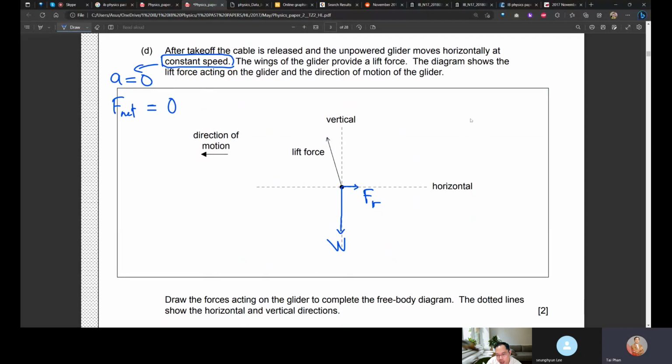When you add the weight here with the resistive force Fr, you have the sum of those 2 forces in this direction, the diagonal of this rectangle. This is the sum of W plus Fr, and this sum is equal to the lift force upward. So the resultant force, the sum of the 3 forces, is 0. Okay, this is the diagram.